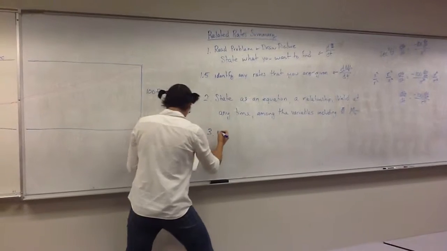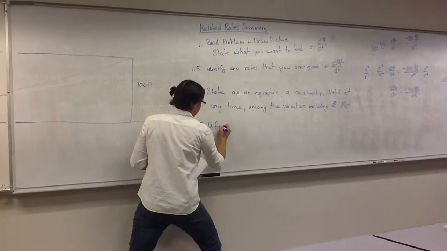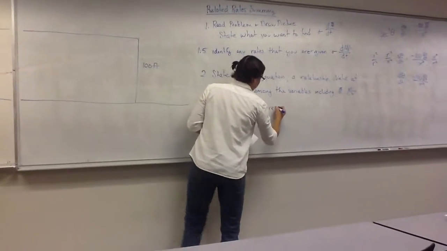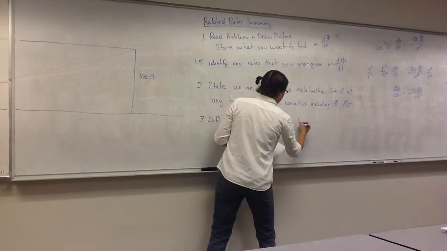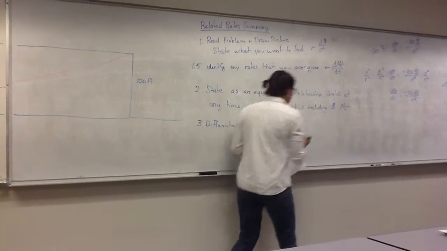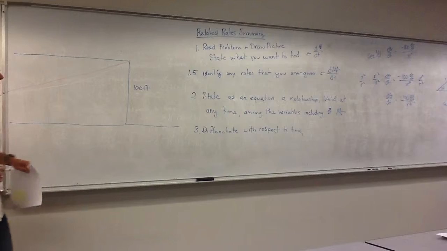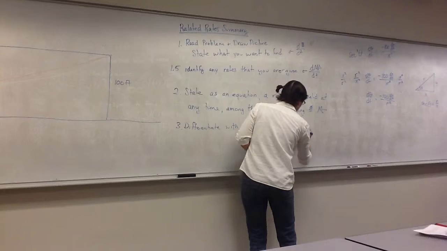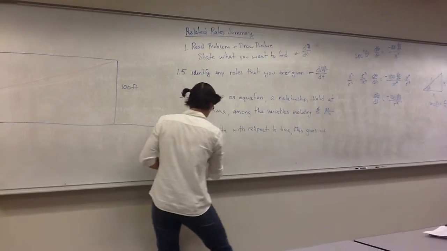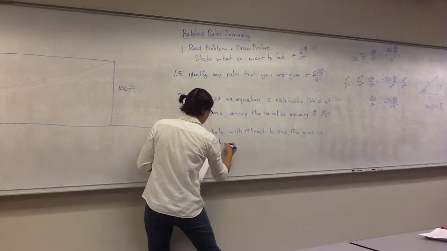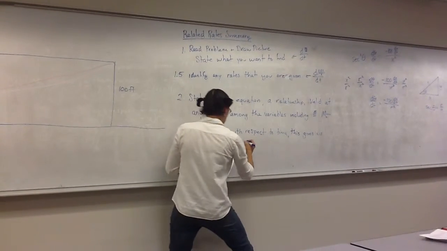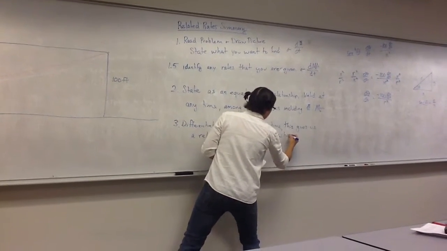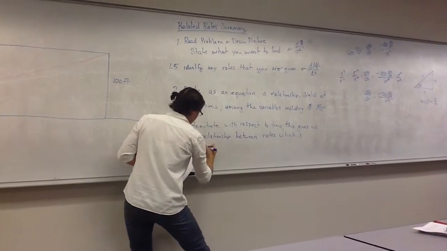All right, step 3, differentiate with respect to time. So we're going to take that equation and we're going to differentiate with respect to time. This gives us a relationship between the rates which is valid at any time.